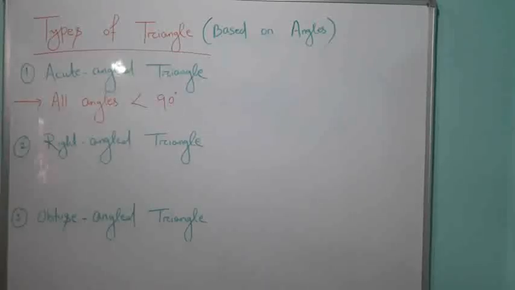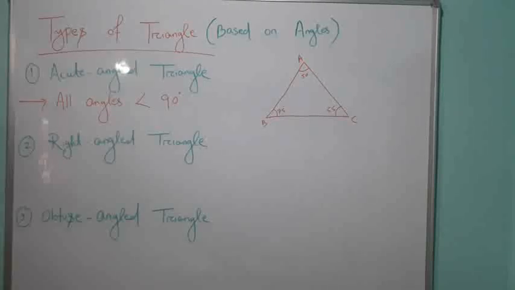Let us take an example. Here ABC is a triangle. Angle A is of measurement 50 degrees, measurement of B is 75 degrees and measurement of C is 55 degrees. All angles are less than 90 degrees. So ABC is an acute angle triangle.